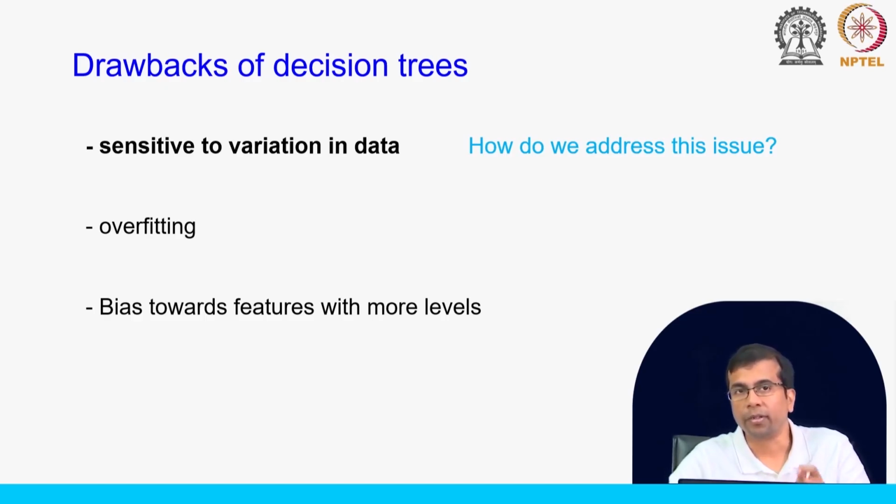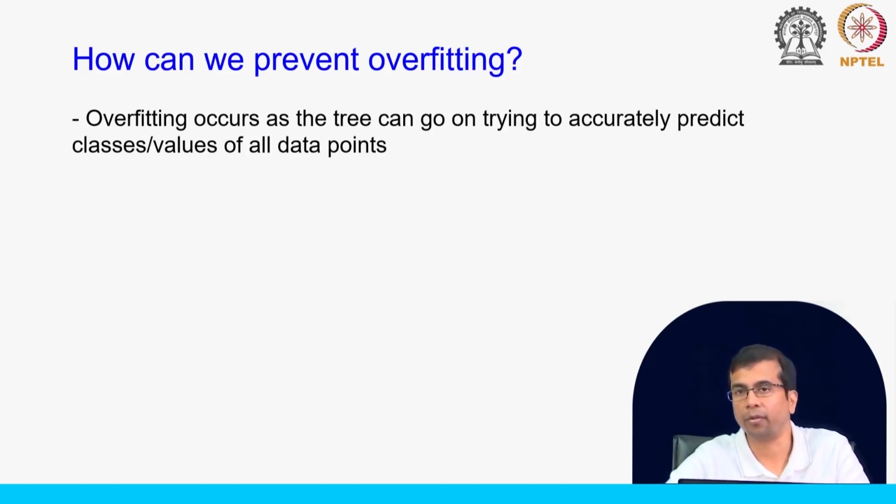What we are going to talk about now is very briefly about overfitting. How do you prevent overfitting in the case of decision trees? In decision trees, overfitting can occur very easily, because the tree can go on to try to accurately predict class values of all data points. You can build a very deep tree, and that will classify all the data points accurately in the training data, but it might perform poorly on the test data.